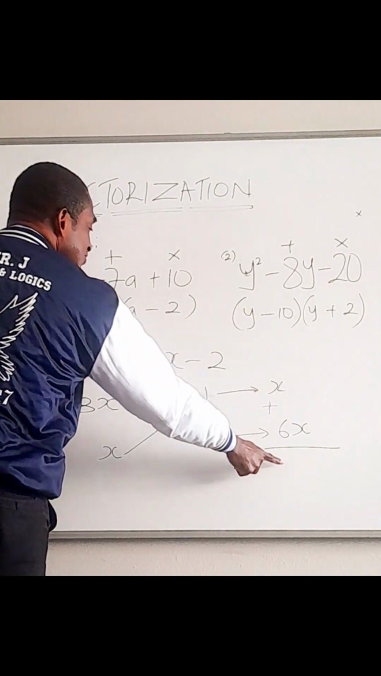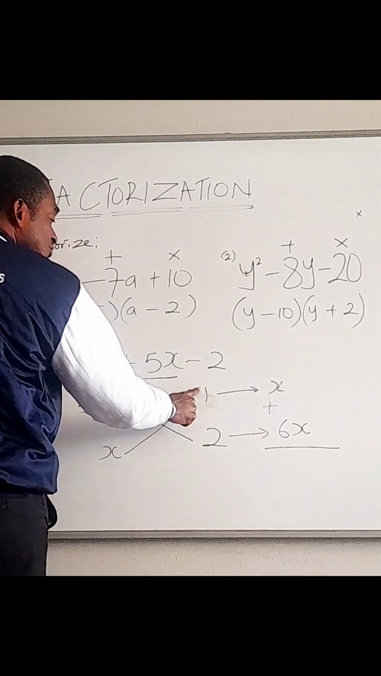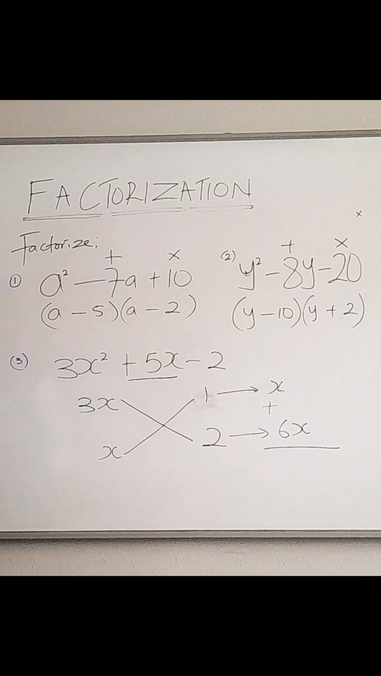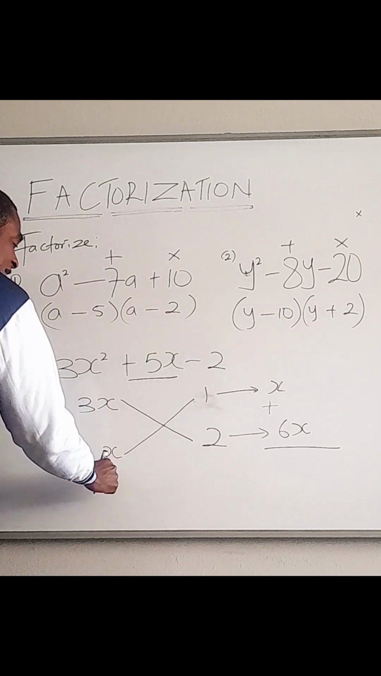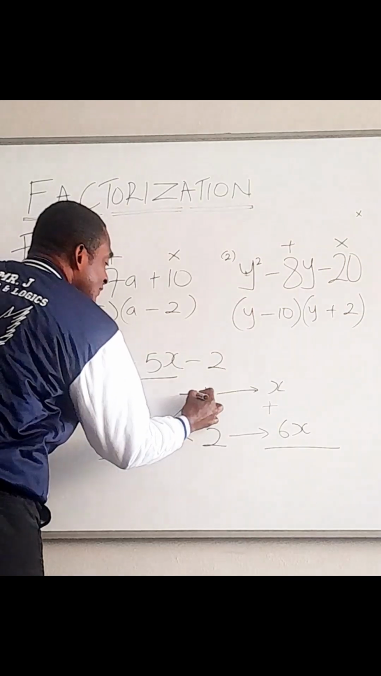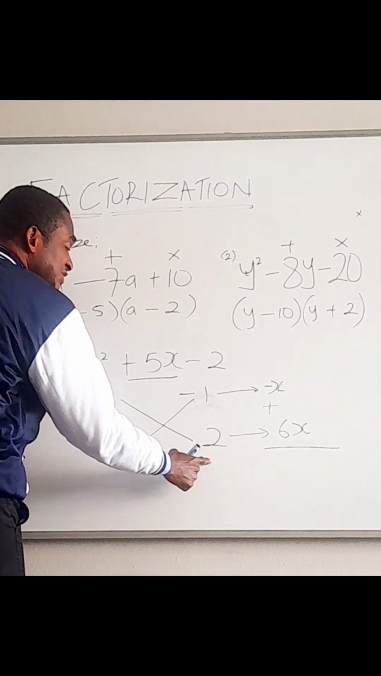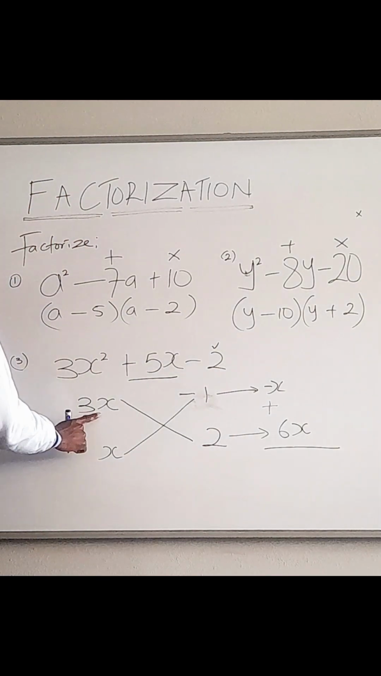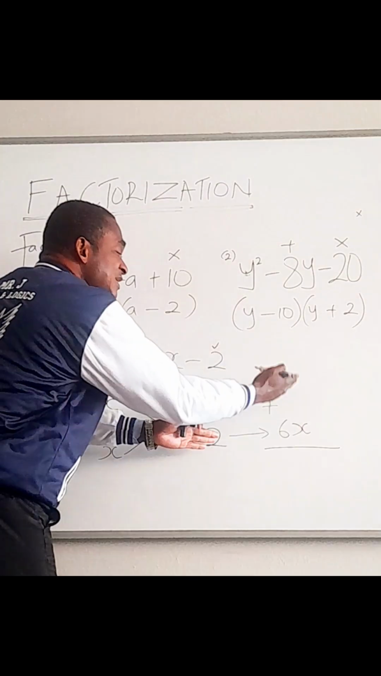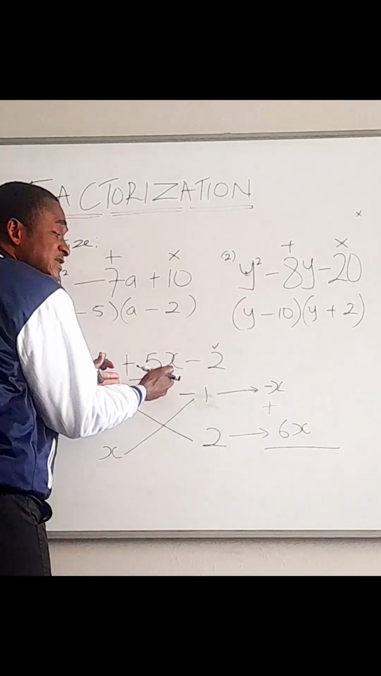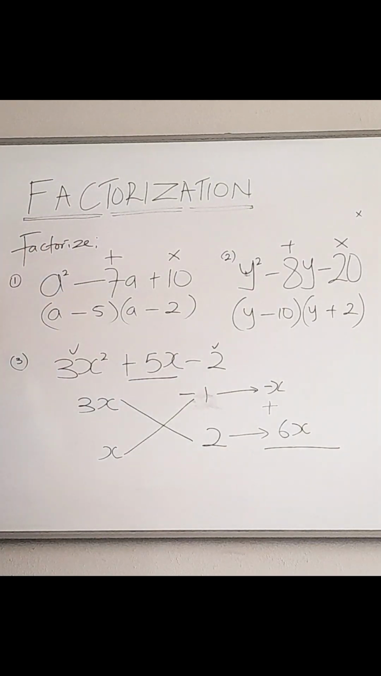So in checking this, we must make sure that we also give this man what is due to him in order to get what we want in the middle. So if we add a negative to the 1, then this becomes negative x. Now we are certain that 2 times negative 1 is negative 2. We have satisfied this. 3x times x is 3x squared. Now that we have this, we add up the cross products, and whatever we add up here must give us the middle term. If it doesn't, then we have not factorized properly.